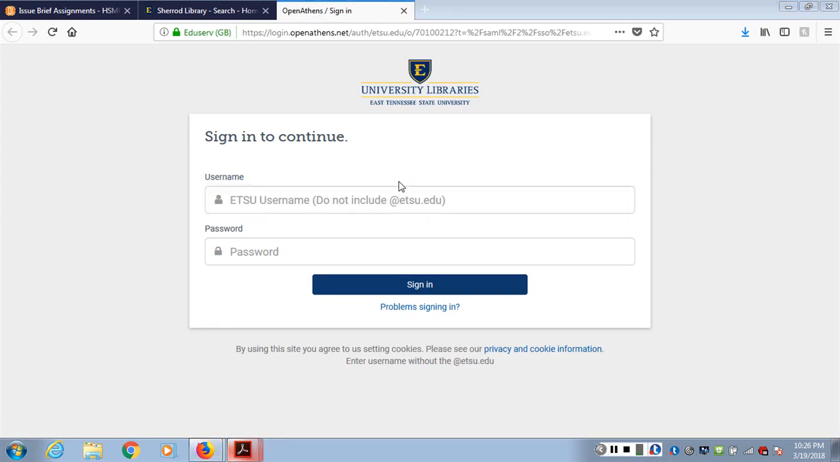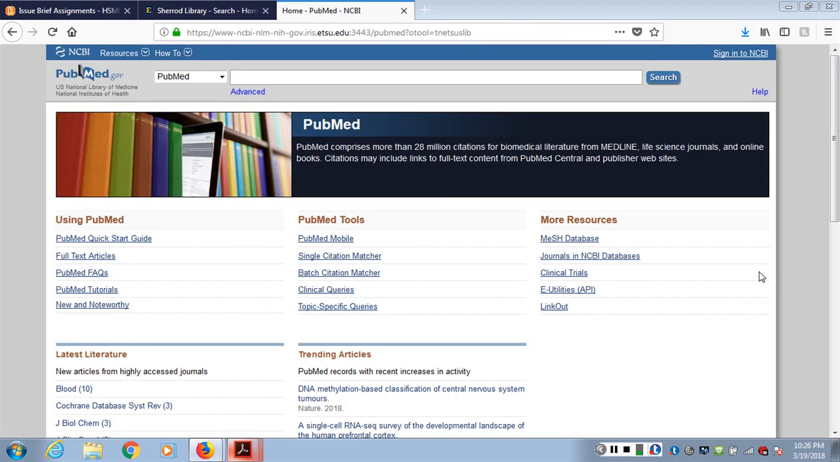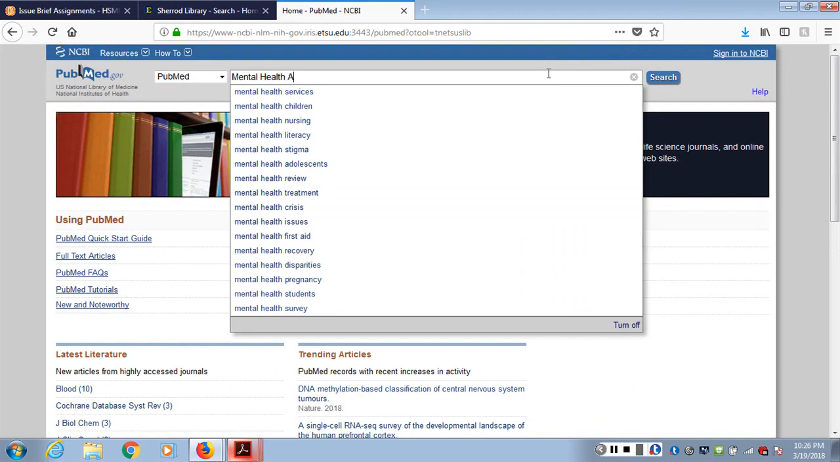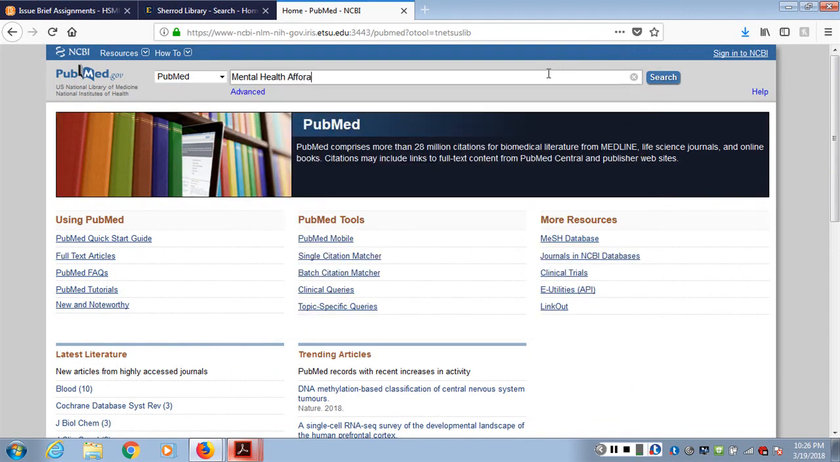And I'll go ahead and get logged in here. So give me 1 second. So I've gotten logged into PubMed here, and what you can do is type in your topic here at the top. So let's start with mental health and Affordable Care Act.